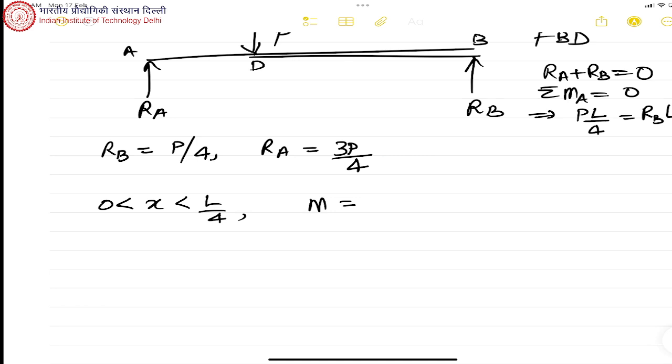For 0 less than x less than L by 4, the bending moment is what? RA times the distance. See, our rule was if a force P acts, it causes a bending moment equal to P times zeta, where zeta is the distance from where the force acts. So now, the bending moment is equal to 3P by 4 times x. Does anyone have any issues in trying to understand this?